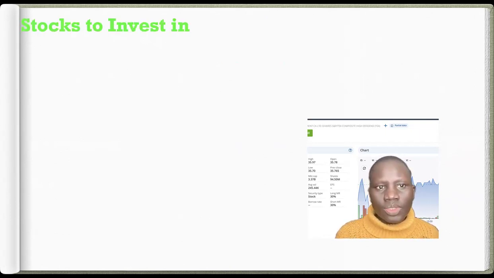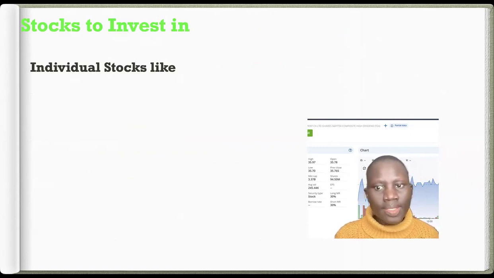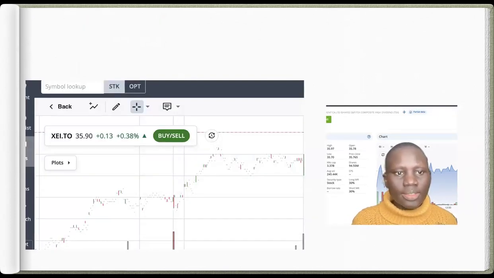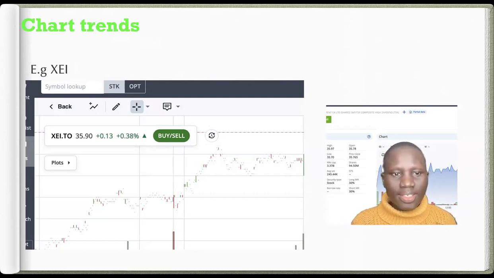Sometimes I can move ahead and buy individual stocks like BMO and Scotiabank. So let's look at this chart for XEI. XEI always fluctuates. It's going to fluctuate, and most of the time, because I do this thing called dollar cost averaging, I don't really mind how high or low the share price goes. I buy whenever I have the money and keep building over time.